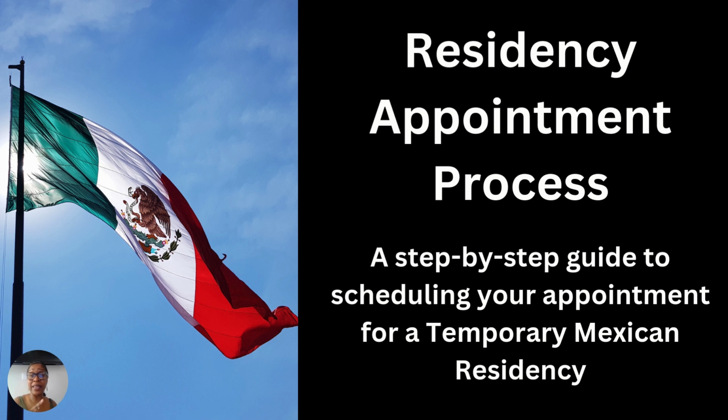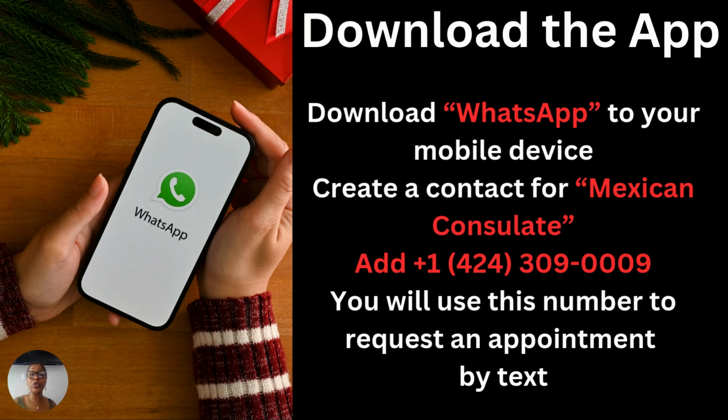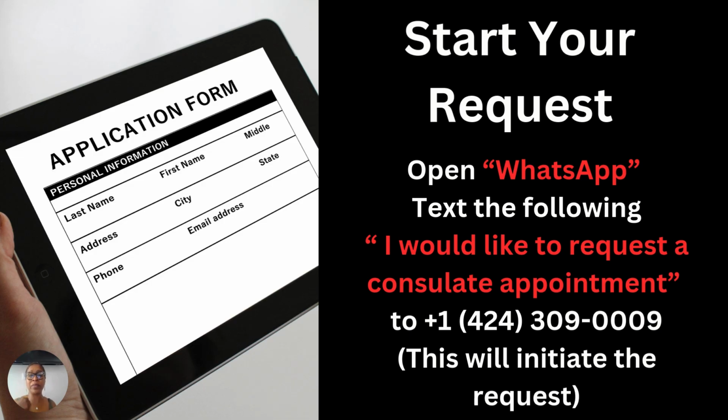Okay, so next is how we schedule the actual appointment. What I want you to do is go to your phone and download the WhatsApp app, because that is going to be your first step in acquiring your residency. Next, we're going to create a contact for Mexican consulate. So when you go into your contacts, make sure you add the number. Once you add the number, it should automatically show up that yes, this number is in WhatsApp. You're going to save it as Mexican consulate because we're going to use this number to schedule your appointment or to request your appointment. So next, we're going to start the actual request.